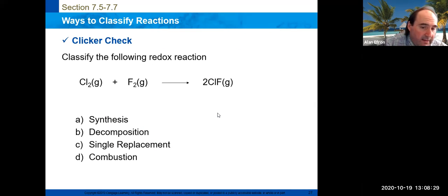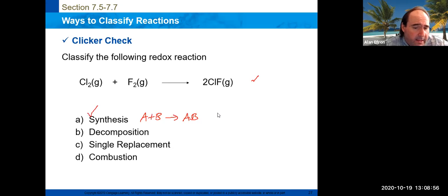Now let's classify the following redox reaction. What ways can we classify this? Again, maybe more than one classification, maybe just one classification. So let's see. Let's start with a synthesis reaction. A synthesis reaction means we take two things and make one thing. So I would say that qualifies.